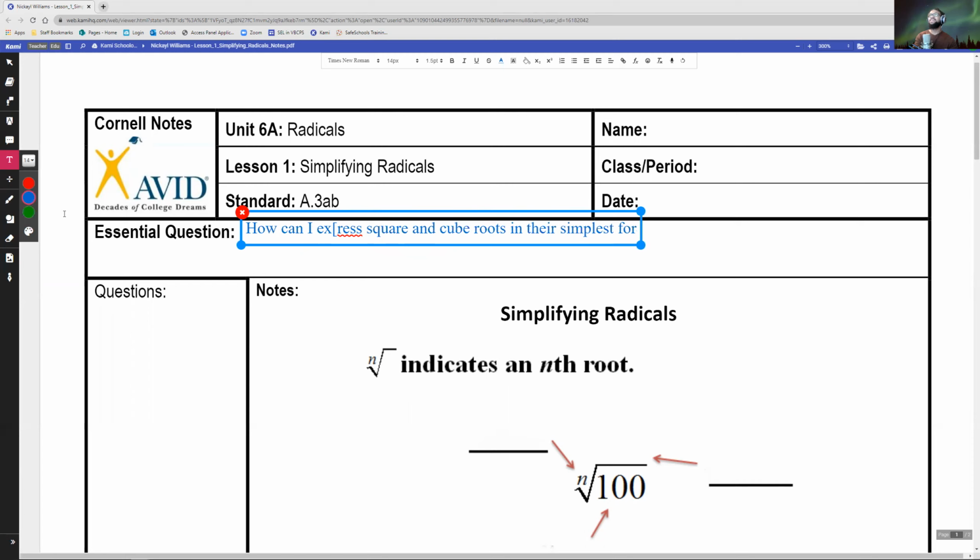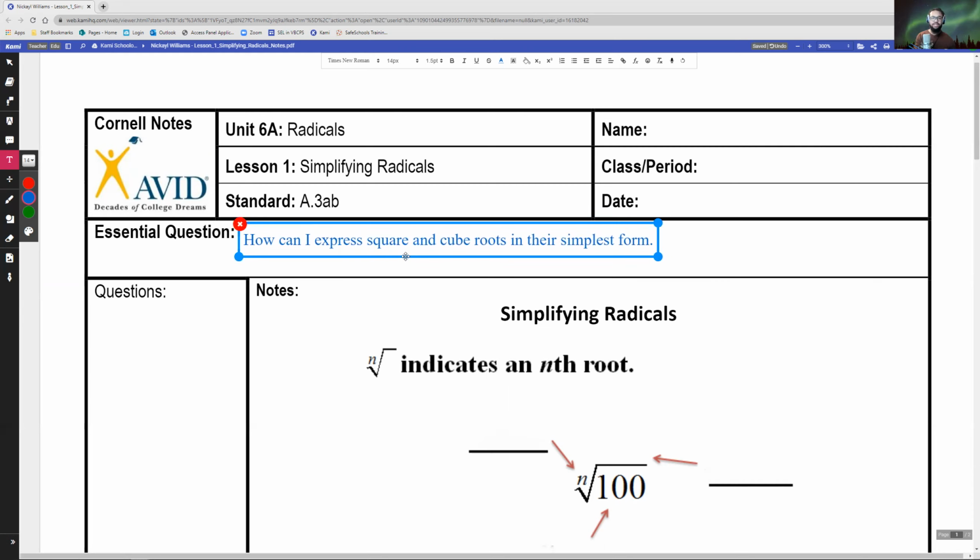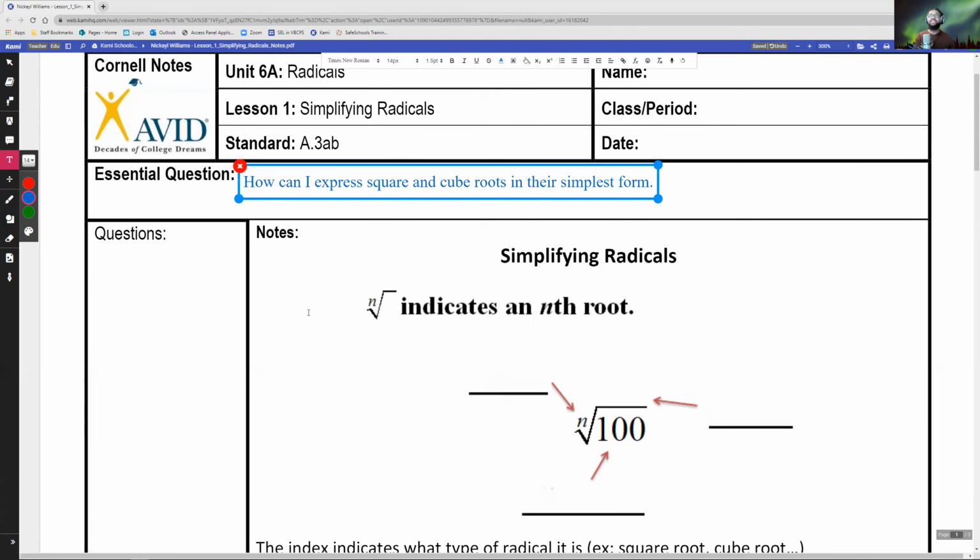All right, and when we say simplest form, you know how when you think about fractions, there are factors that we can pull out of a fraction. It's kind of the same thing with these. There are factors that we can pull out of these radicals, and we'll get into what all that means in just a second. But that's what it means to get it into simplest form, where we can no longer pull any other factors out of the radical. And this is going to be an important part moving forward with this class. All right, so let's actually get into the notes.